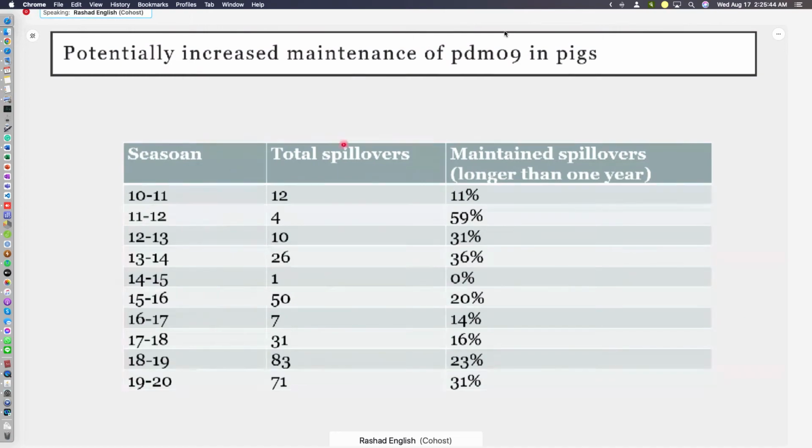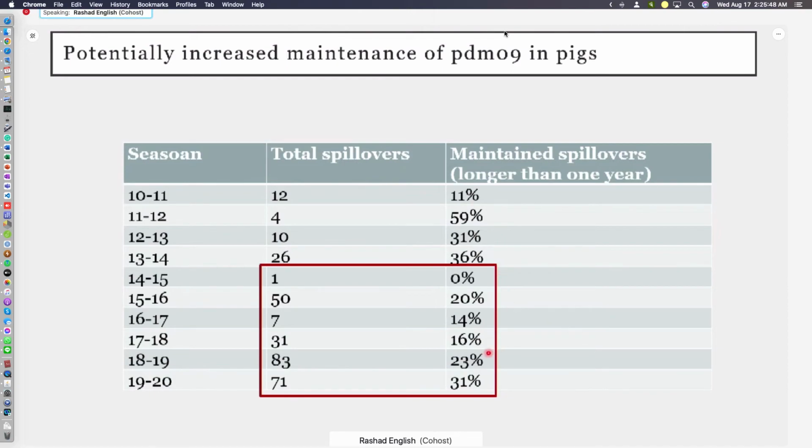And so the values in the beginning can be higher than expected. But even despite the bias, we see that in the 19-20 season, we had a really large percentage of maintained spillovers, higher than in the previous 5 seasons. And so that explains what happened in the 20-21 season. For certain reasons, there was an uptick in maintenance.